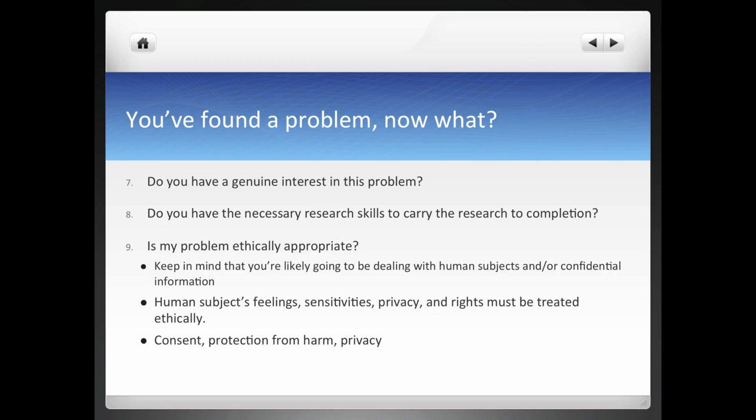So a few more things. Do you have a genuine interest in the problem? Do you have the necessary research skills to carry out the research to completion? Most of the research skills in terms of design and analyzing data and things of that nature, I'm going to be working very closely with you. So we'll work together on that one.